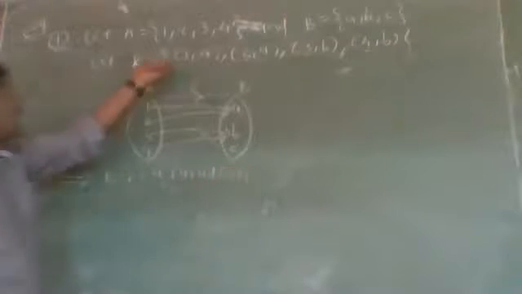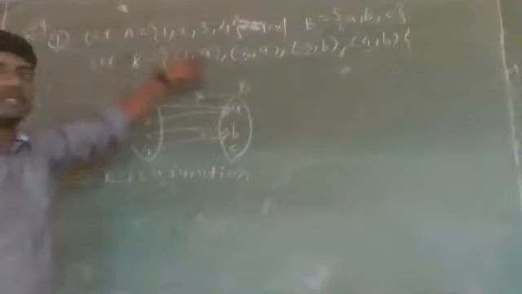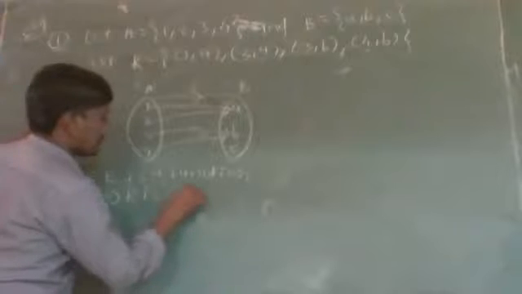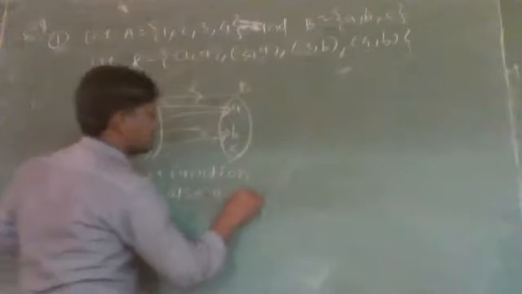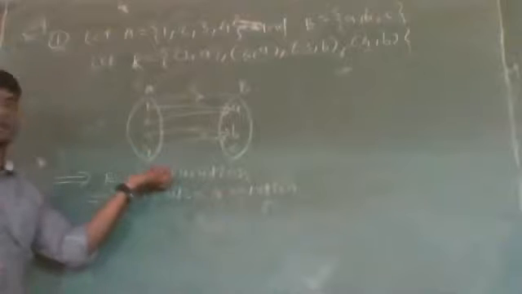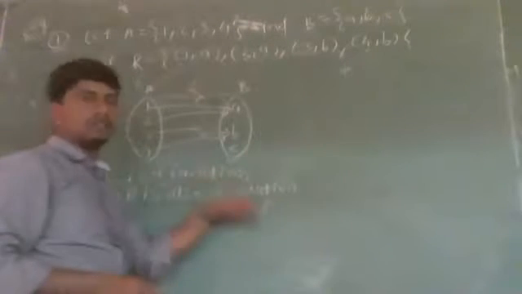And as this R is a subset of A cross B, and we know that every subset of A cross B is a relation, which implies R is also a relation. Or from this statement only we can conclude, as we know that every function is a relation, as R is a function, then it is a relation.